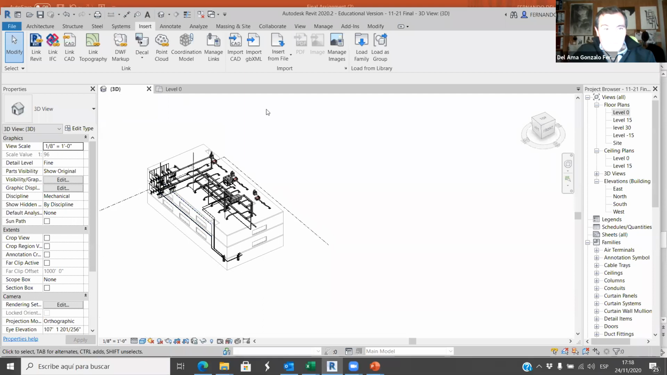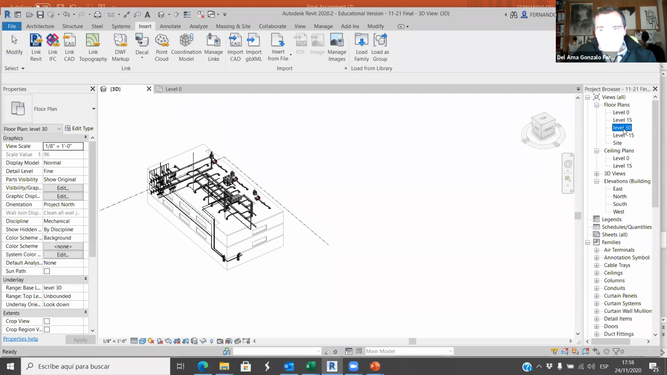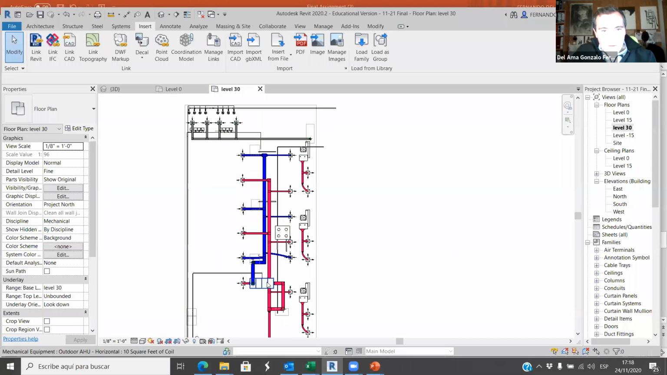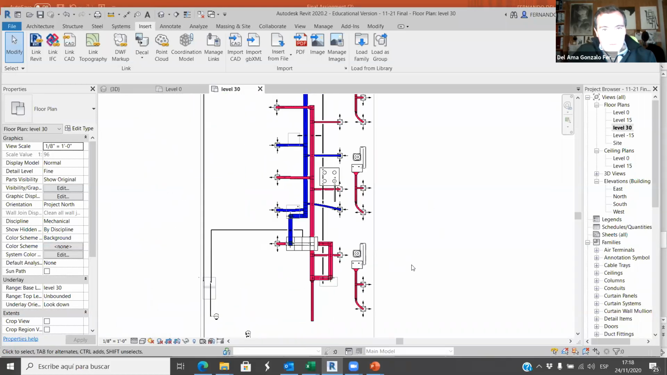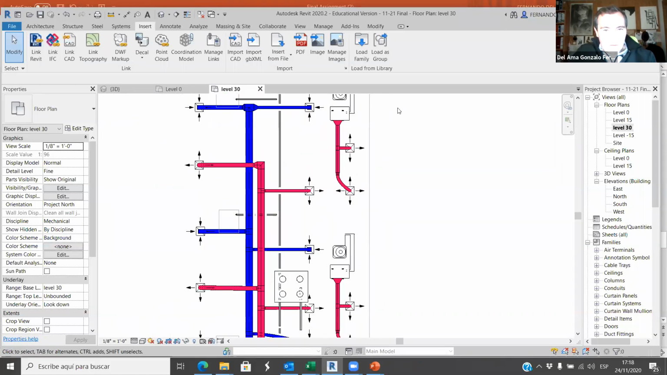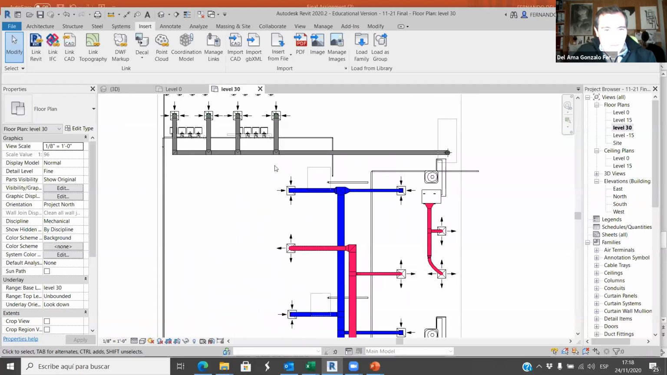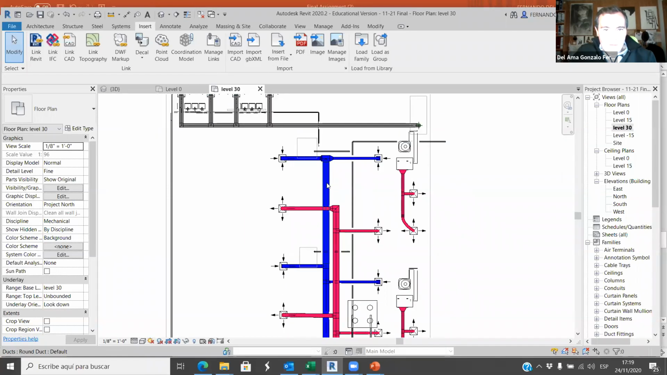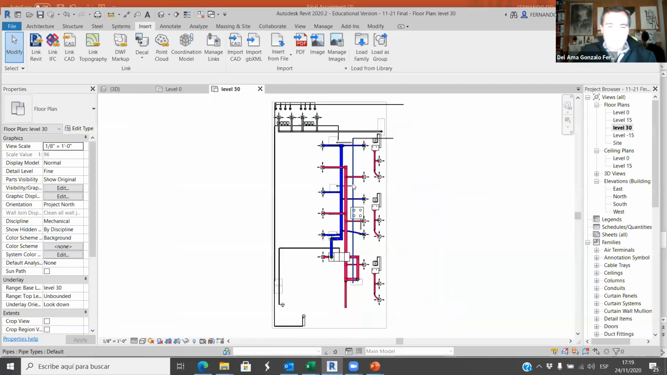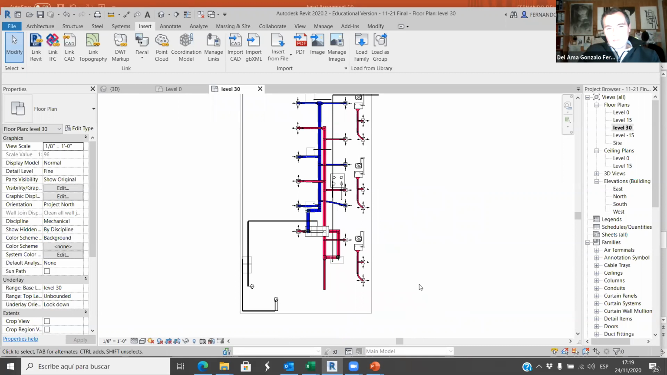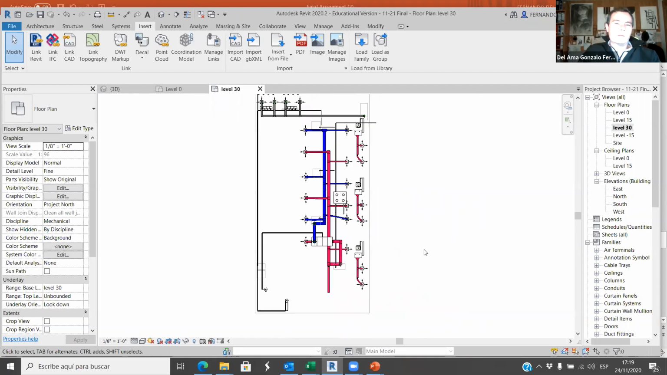I think it's interesting if you can work with colors. I think it would be great, because with colors everything seems clearer. Okay, so we have the gray for the exhaust from the toilets or the restrooms, and then we have the red for the supply and the blue for the return. So try to work with colors because it looks better.